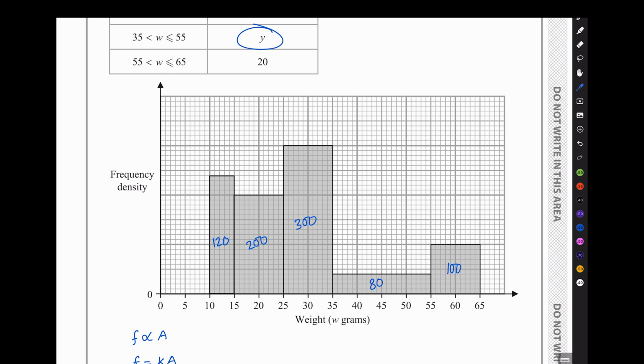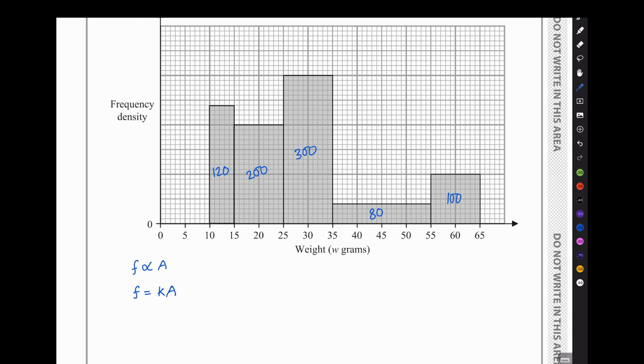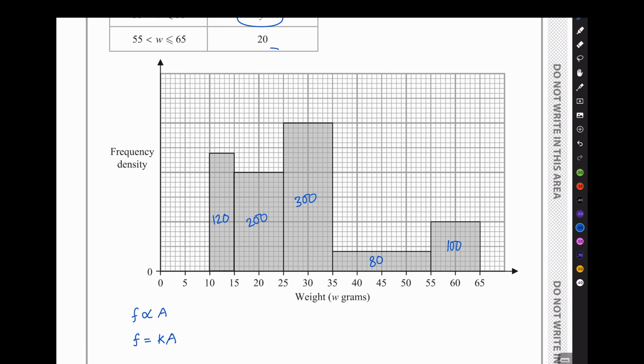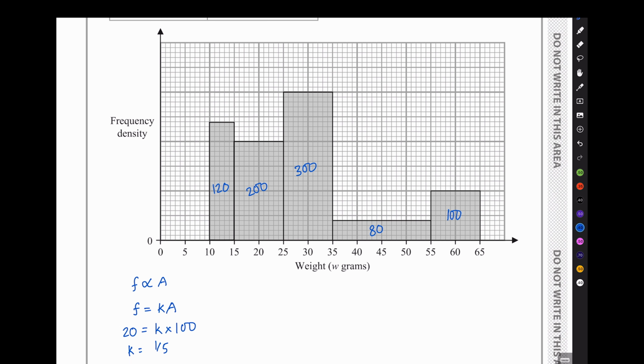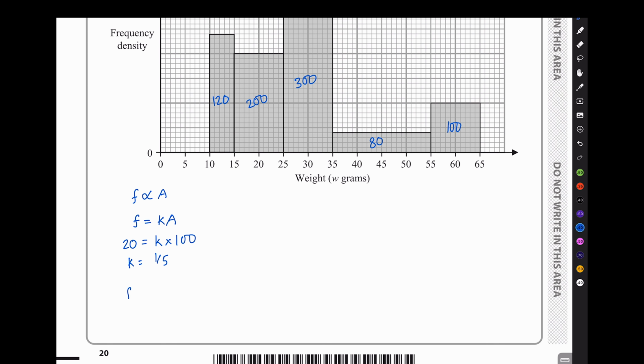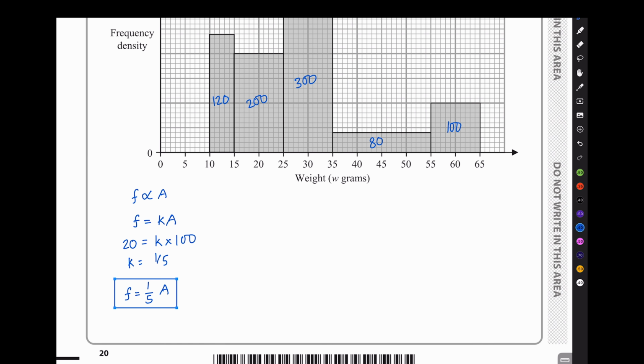The class 55 to 65, which is this part. The area is 100, because that's the number of small boxes, and the frequency is 20. So 20 is equal to k multiplied by 100. So k comes out to be 1 over 5. So the formula is F equals 1 over 5 times area. This is basically the basis of solving the entire question. I'm going to use this formula.